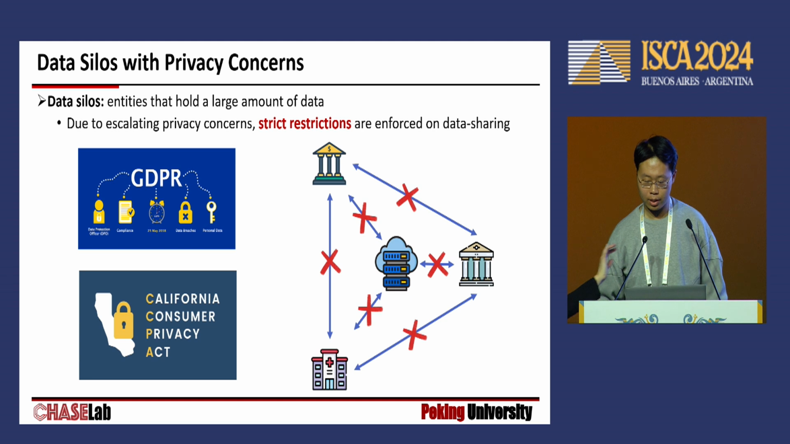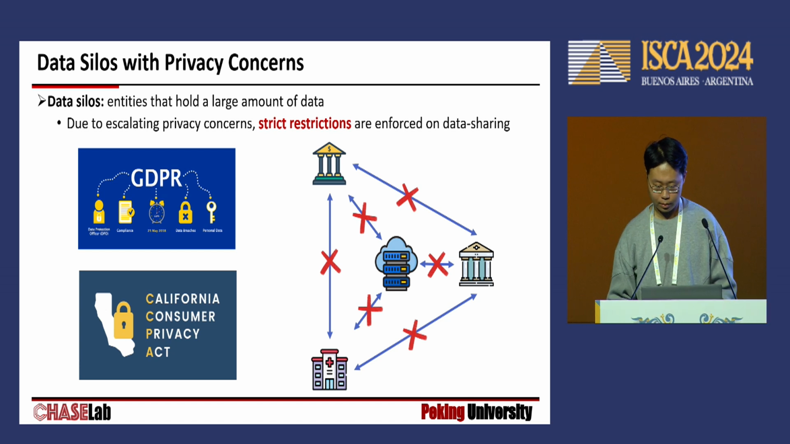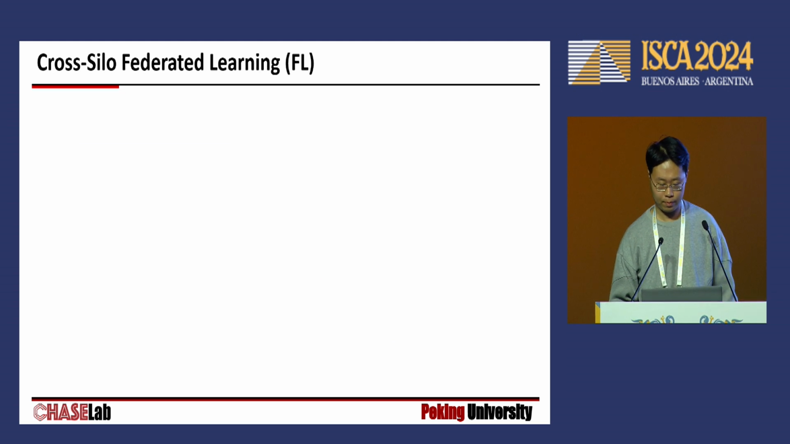Nowadays, training machine learning models increasingly relies on a large amount of high-quality data. However, these data are usually geographically distributed among different locations, such as government, hospitals, and banks, which are called data silos. Due to the escalating privacy concerns, strict restrictions are enforced on data sharing, and that's what federated learning is trying to address.